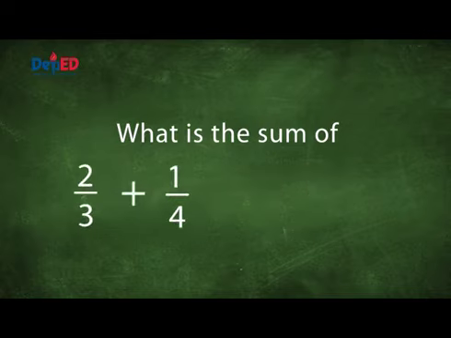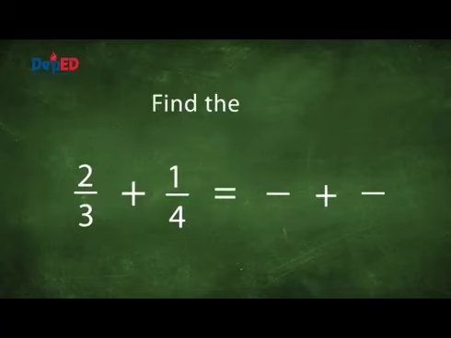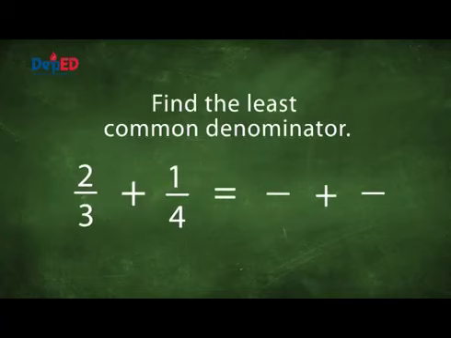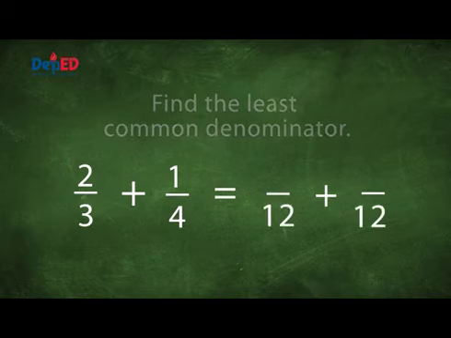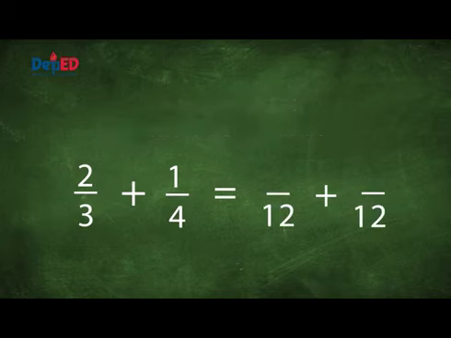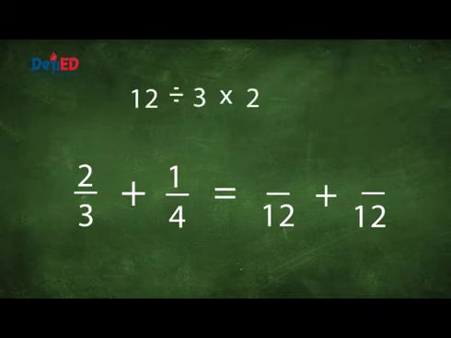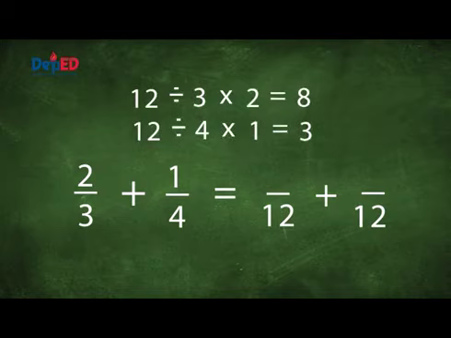Step 1. Change fractions to similar fractions through getting the least common denominator or LCD of 3 and 4. By using any method, the LCD of 3 and 4 is 12. Step 2. Divide the LCD by the given denominators and multiply by the given numerators. 12 divided by 3 times 2 equals 8. 12 divided by 4 times 1 equals 3.